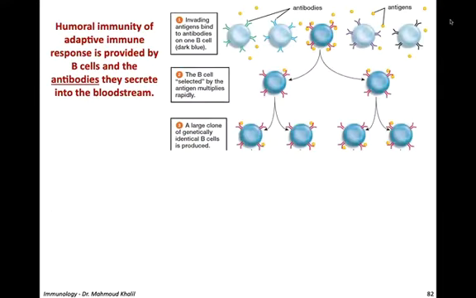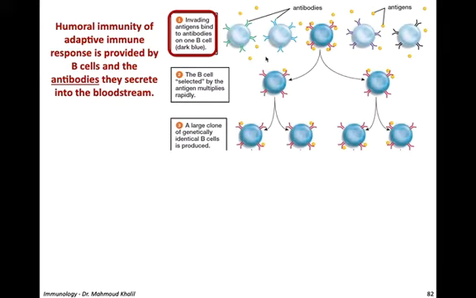So we can see here a simplified figure to see how this differentiation occurs. Initially, you have different clones of B cells, and the invading antigen binds to the antibody which is expressed on the surface of the B cells. You can identify the different clones of the B cells by the color of the antibody attached on the surface. So the invading antigen actually selects which clone of the B cells will be amplified and undergo proliferation.